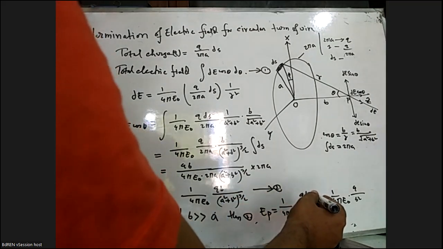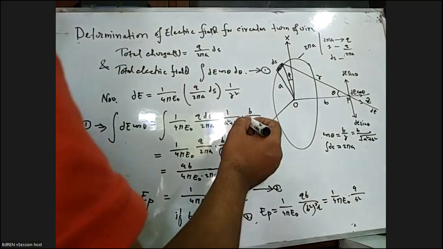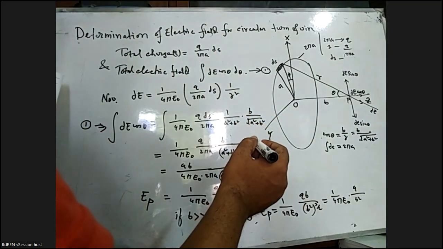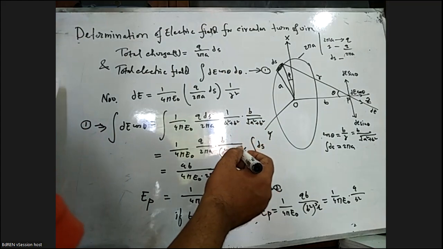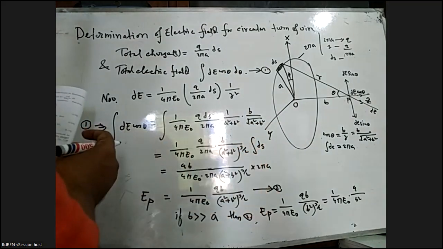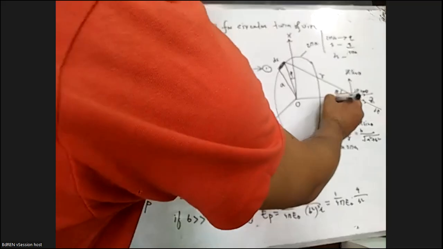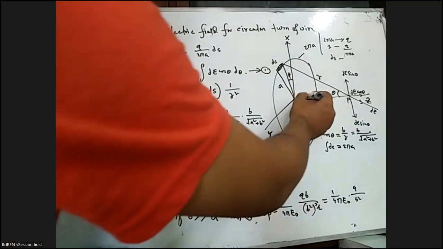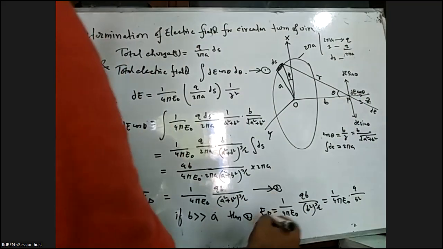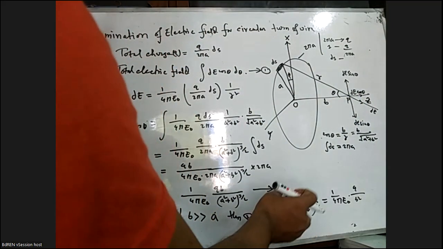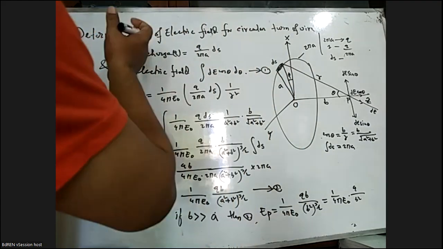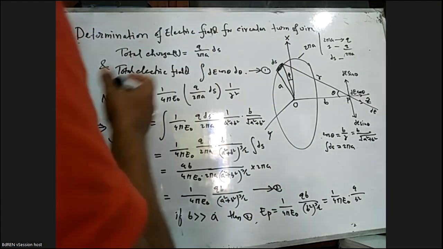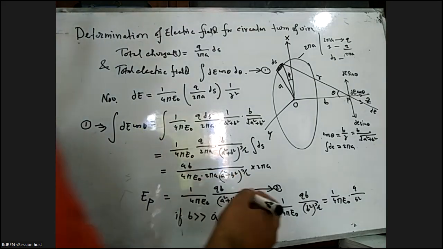Thus, the greater the distance from the charged ring, the more nearly does the field produced by the ring approach that produced by a point charge. That means if we neglect this A, because B is more and more greater than A, this is why we get the electric field for the circular ring. So this is actually our required result.